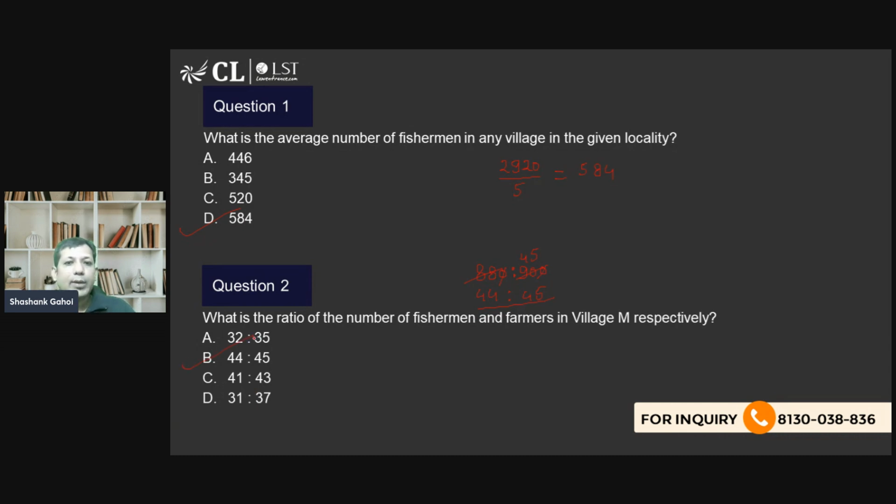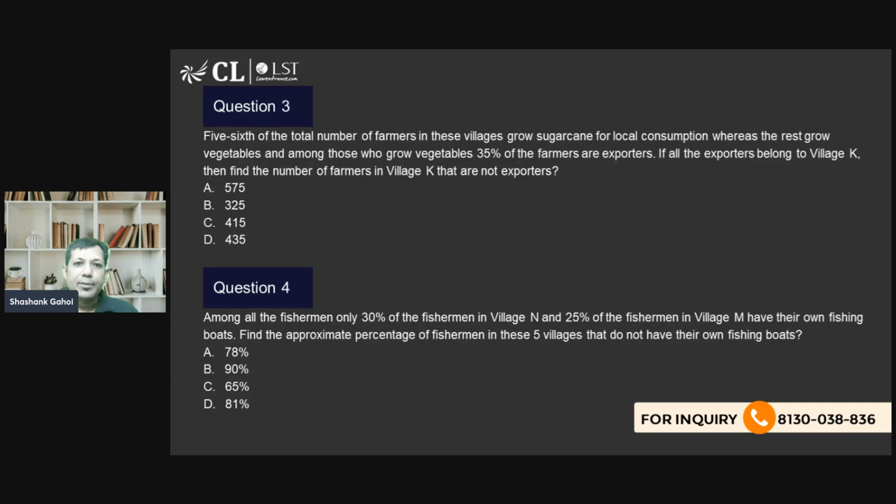Okay. Now I'm going to move towards question number 3. Now let's see this question. What does it say? So this question number 3 looks very tricky and very difficult, but let's see what the question is saying. 5/6 of the total number of farmers. So the total number of farmers we have is how much? 3000, right? So out of 3000, 5/6 of 3000 comes out to be 2500. So 2500 farmers grow sugarcane for local consumption. That's what the question is asking.